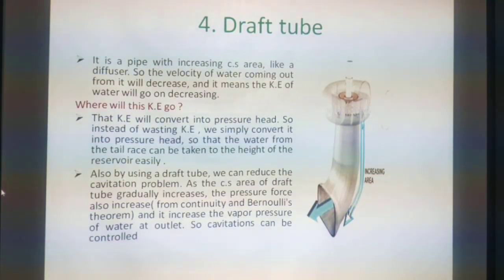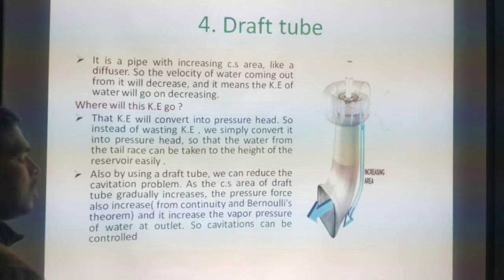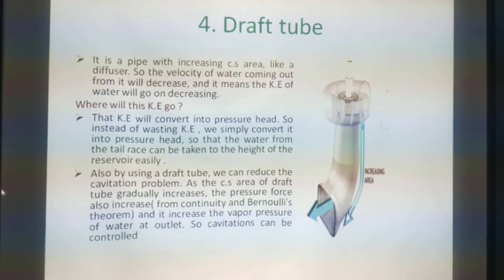And one more thing, by using a draft tube we can also reduce the cavitation problem. We know that cavitation is a common problem in Francis turbines. So we can reduce that cavitation problem by making this draft tube like this, with increasing cross-sectional area. As the cross-sectional area of the draft tube gradually increases, the pressure also increases. From the continuity equation and Bernoulli's theorem, we know these things, and it increases the pressure of water at the outlet. As the pressure of the water at the outlet increases, we can reduce the cavitation problems.